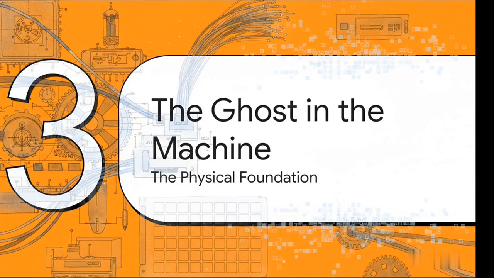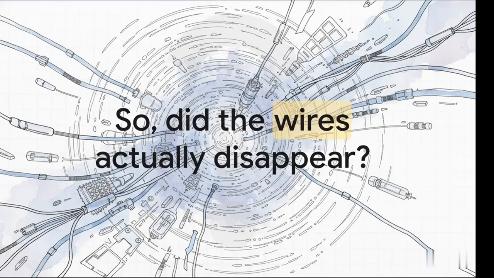But here's where it gets really cool. Here's the twist. Just because we started writing symbolic code doesn't mean that physical machine just vanished. Oh no. In fact, that old world of wires and switches, it's still there. It's just hiding right beneath the surface. So, the big question is, did all those wires just disappear? Well, the answer is kinda no. They just became invisible to us.